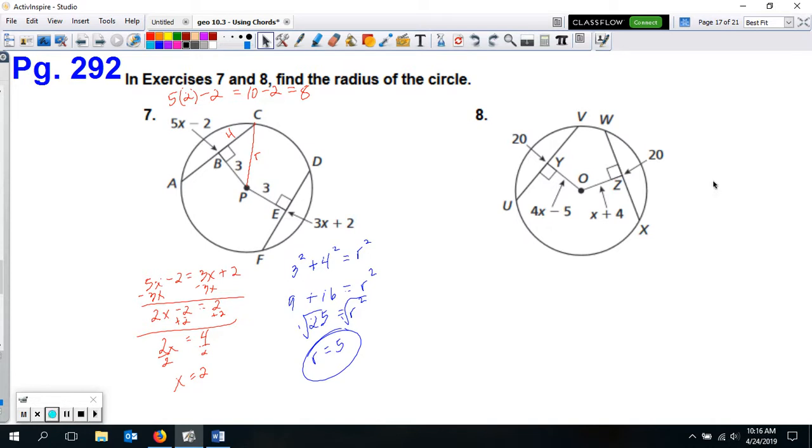All right, you can go ahead and pause the video and do the same thing on number 8. Go ahead and try number 8 on your own, and then start it again to see if you did it correctly. Just go through exactly the same steps as we did on number 7.